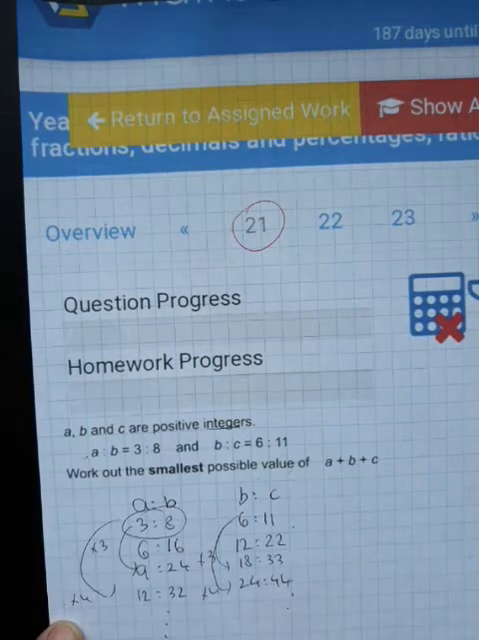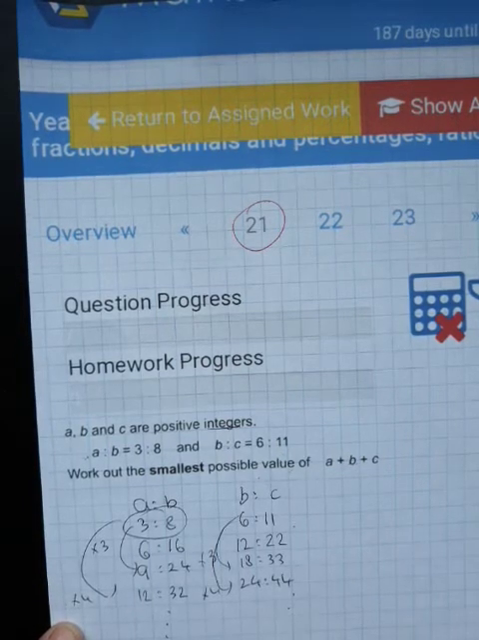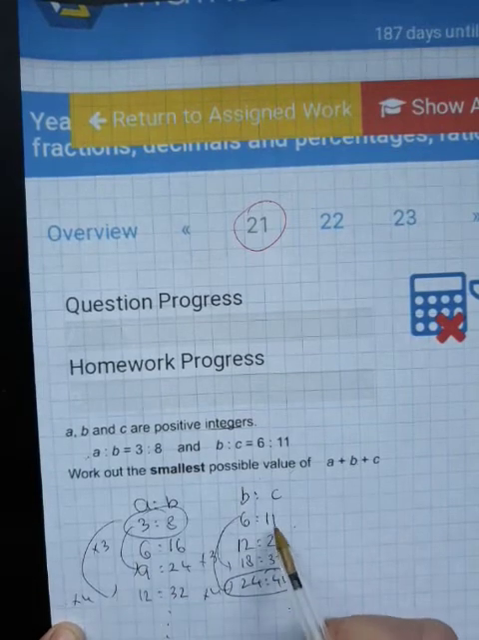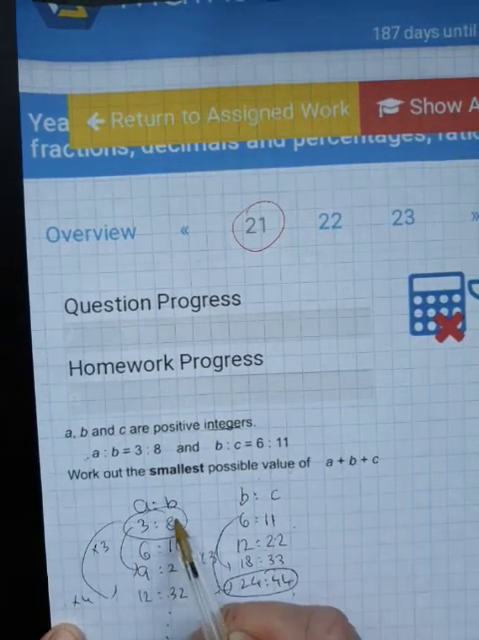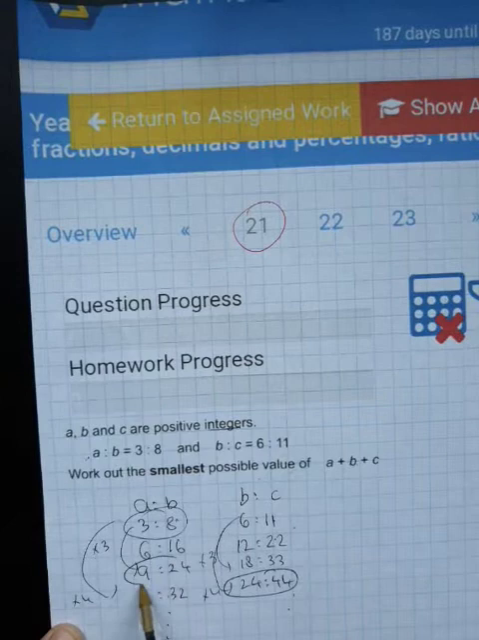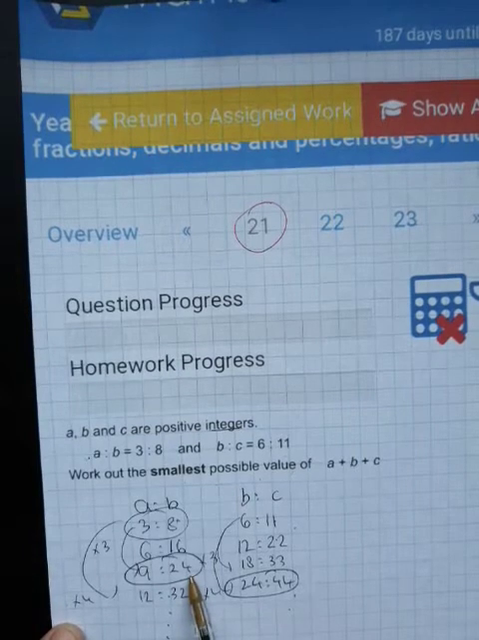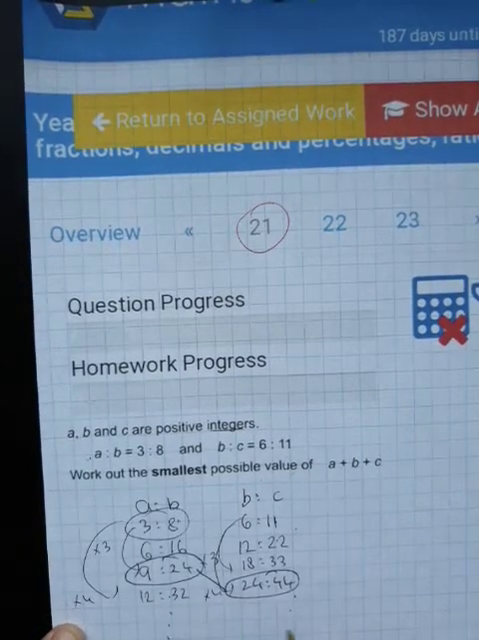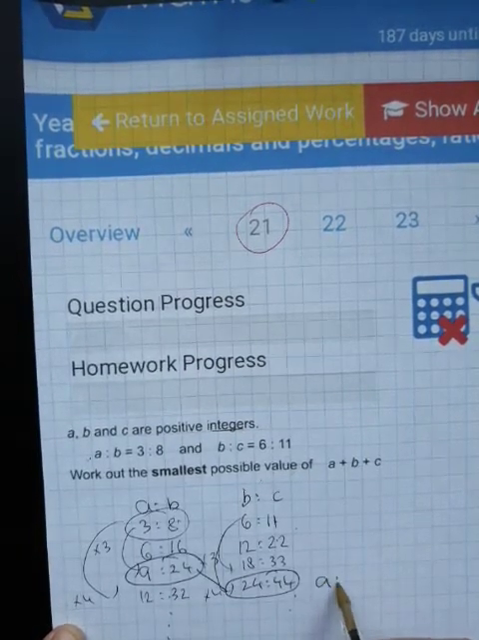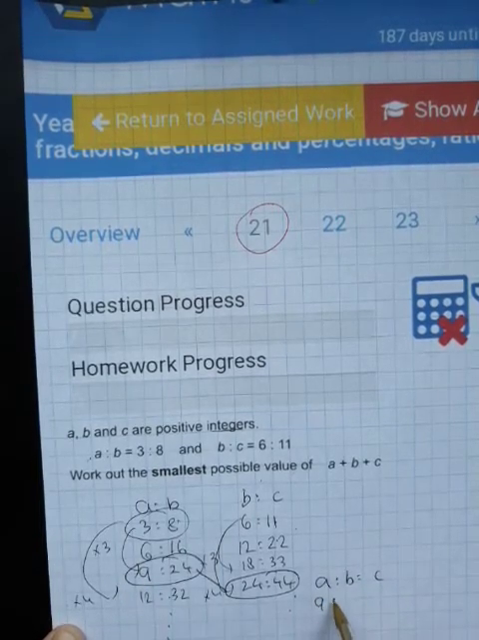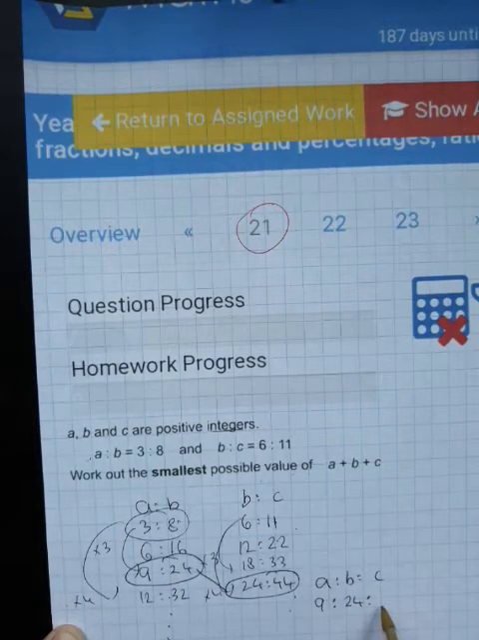We want a link between A, B, and C. Now if I just circle this here, remember these are all equivalent ratios to each other, and these are equivalent ratios to the A to B ratio. You'll notice now, looking at those parts in both lists, they've both got a B part worth 24. So I can link this now. I can now say that A to B to C could be written as 9 to 24 to 44.